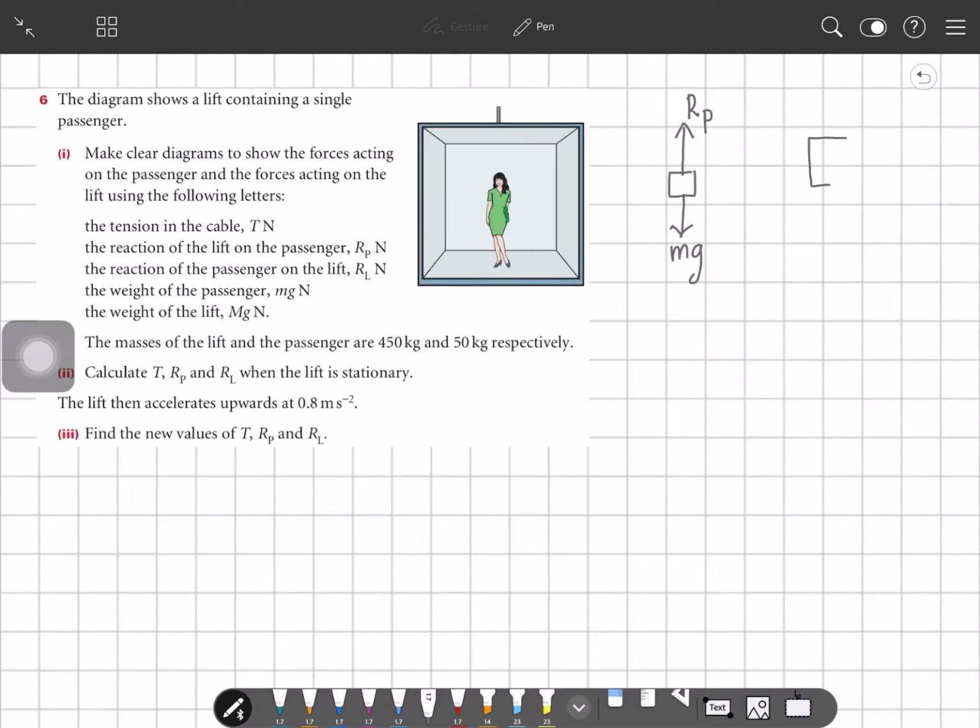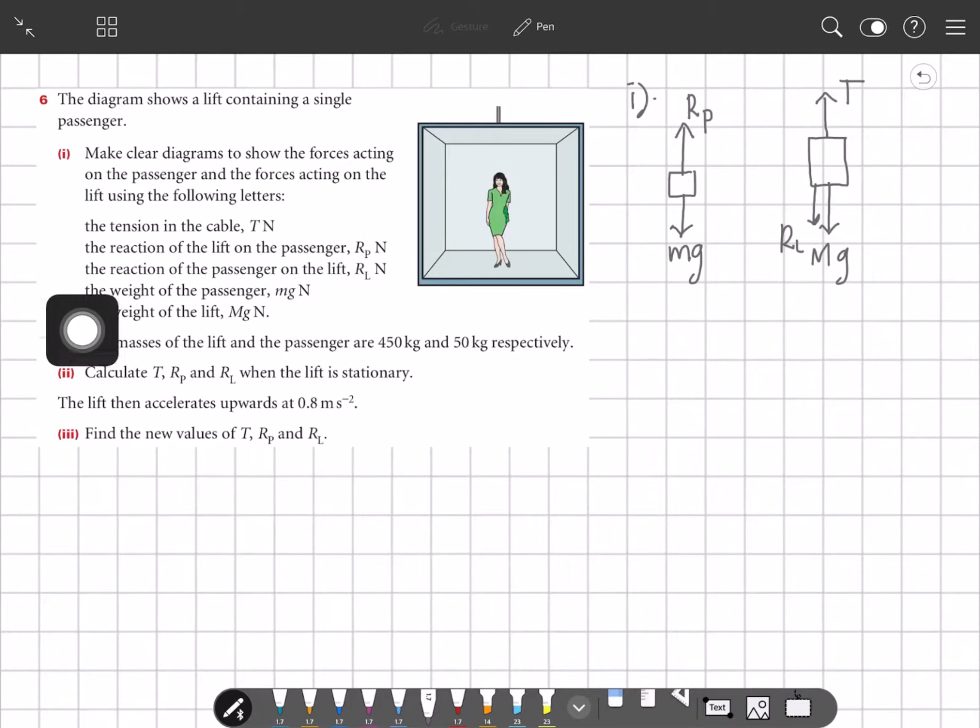And for the lift, we draw a bigger box to represent the lift. The forces acting on the lift are the weight of the lift itself, denoted by capital Mg, the reaction force from the passenger on the lift, denoted by RL, and then the tension in the cable going upwards, denoted by T. That's how we draw the force diagram for both passenger and lift.